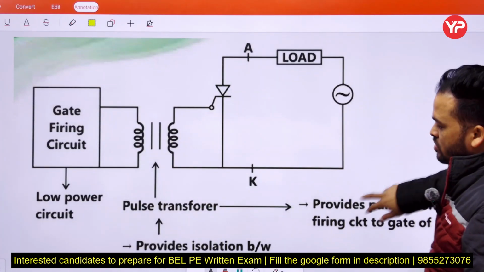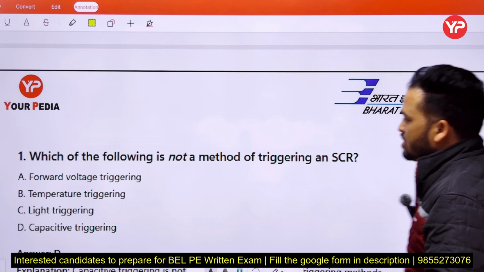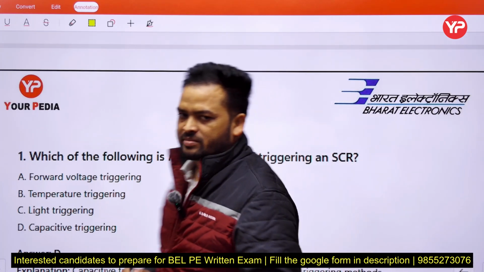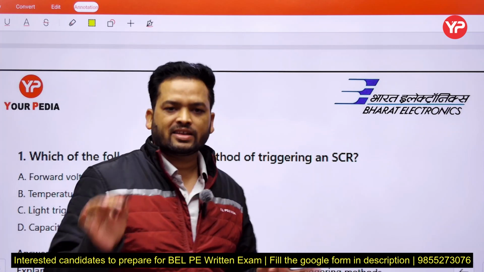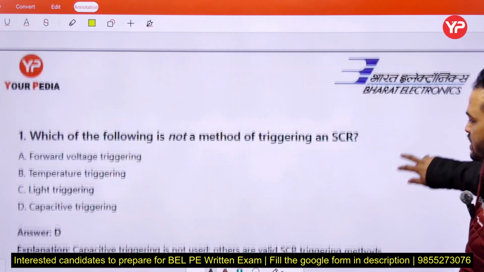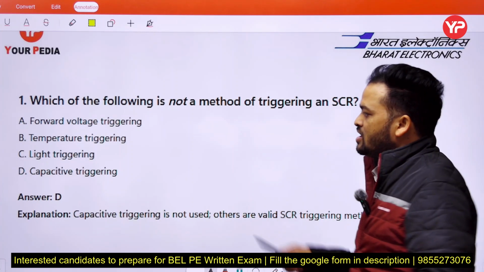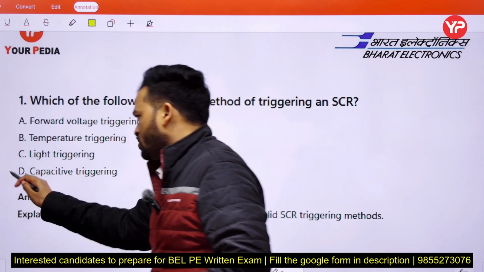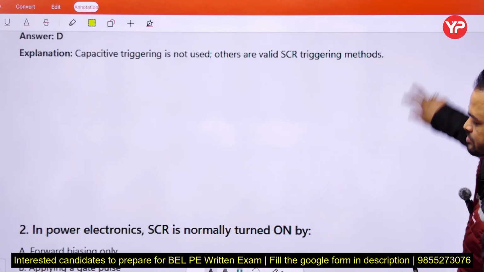Now see what type of questions are asked on these 5 topics. In the BEL examination, only theoretical questions and one-liner numericals are asked. Which of the following is not a method of triggering an SCR? Forward voltage triggering, yes, first method. Temperature triggering, yes. Light triggering, yes. Capacitive triggering, no. This is the right answer. This is not a triggering method of SCR.